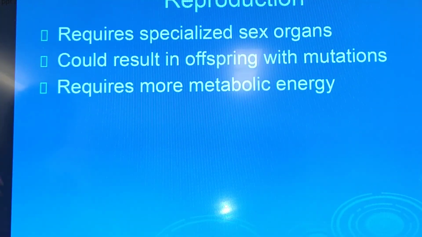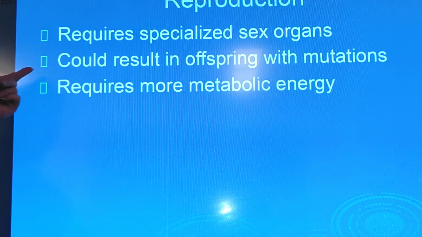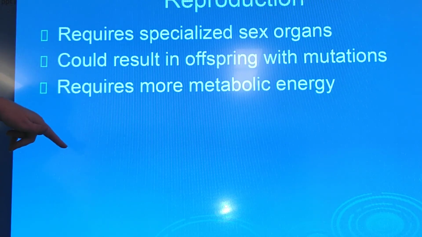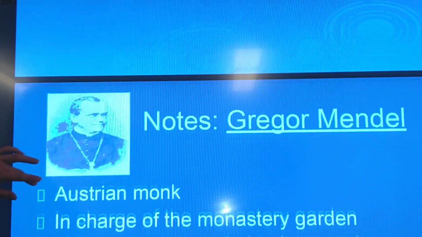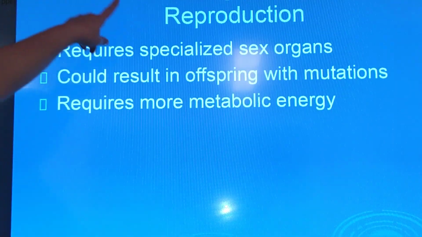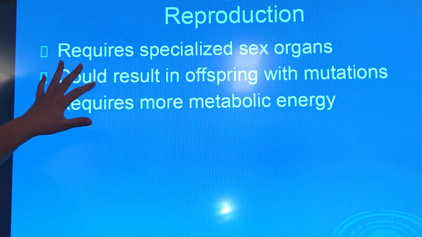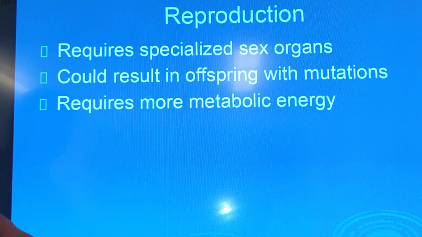Disadvantages of sexual reproduction: it requires specialized sex organs. It has to be a more highly developed organism. It could result in offspring with mutations. Remember, we can get things like non-disjunction happening. And it requires more metabolic energy. You have to find a mate, you have to reproduce, it takes a lot longer to go through sexual reproduction. That's the biggest disadvantage of sexual reproduction. It takes a lot longer, requires a lot more energy. Big advantage of sexual reproduction: the main reason they use sexual reproduction is to get that genetic diversity, survival of the species through genetic diversity.